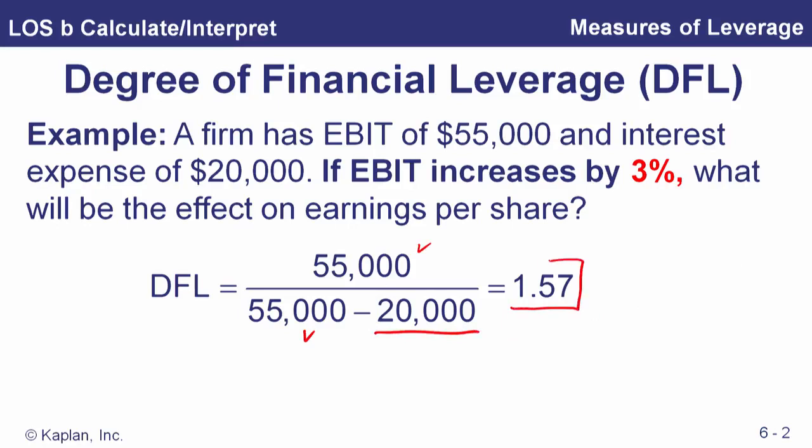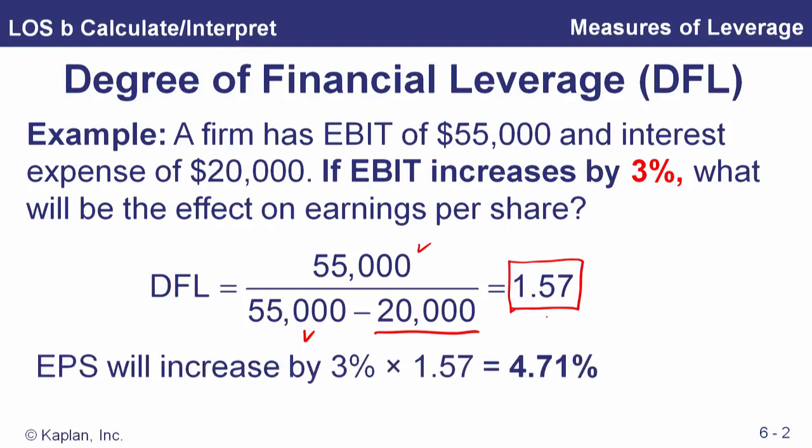We get a degree of financial leverage of 1.57, and our interpretation is that every increase of 1% in operating earnings is going to increase earnings per share by 1.57%. So here we've got an increase in the question of 3%. If we multiply that 3% by 1.57, our degree of financial leverage, we see the change in earnings per share would be an increase of 4.71%.